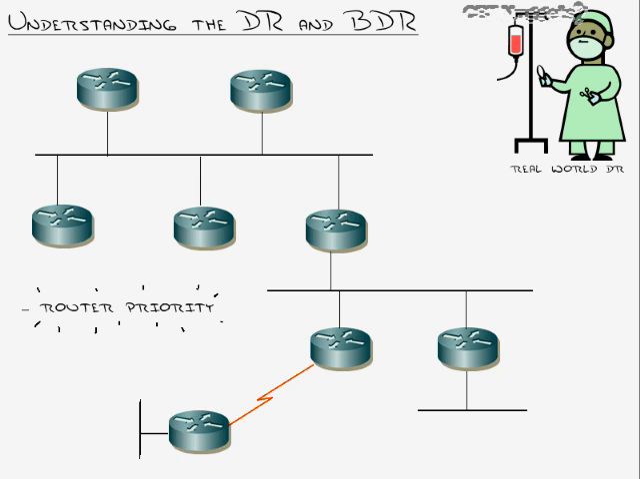Now, I get the question a lot. Does it really matter on, say, an Ethernet segment like this, who becomes the DR and who becomes the BDR? I mean, should it be this one, or should it be that one because they're connected to two networks? Which one should it be?